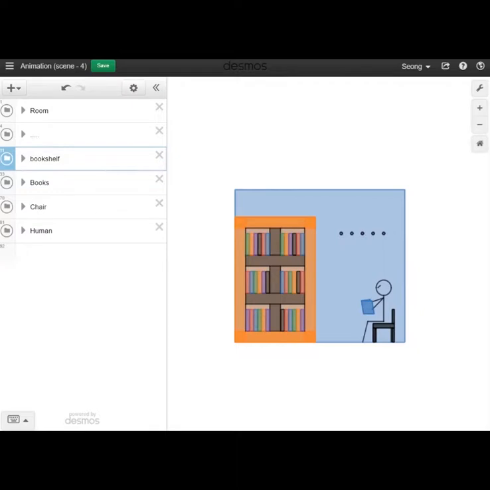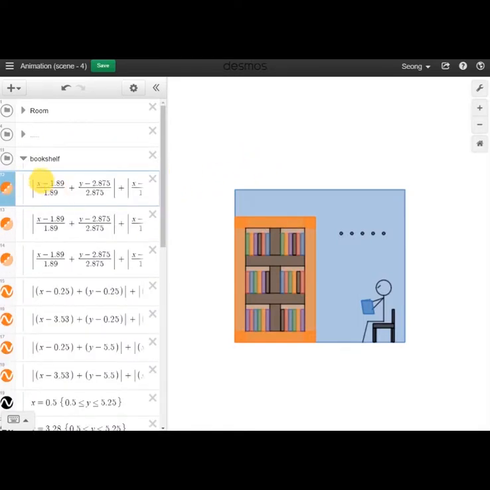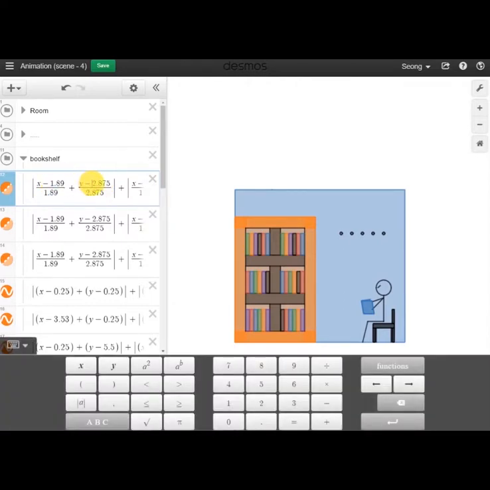I mainly use the equation of the rectangle for the things that have the rectangle shape. For example, in the fourth scene, I use it to make the body of the bookshelf. 1.89 and 2.875 is the center of the rectangle. Also, the other two numbers, 1.89 and 2.875, is the ratio of the width and length of the rectangle. And finally, the number 2 decide the size of the rectangle.